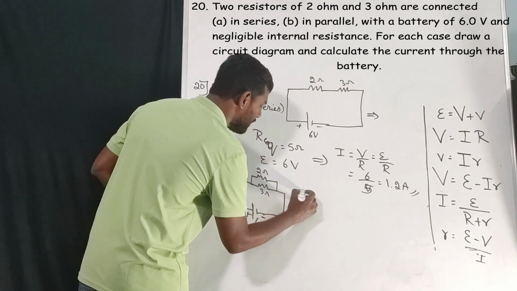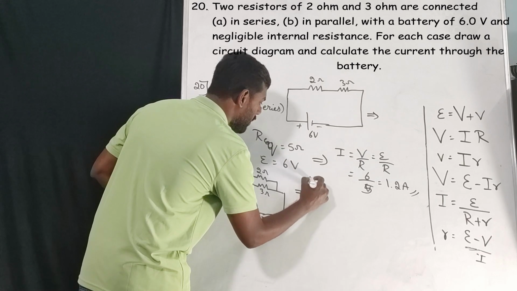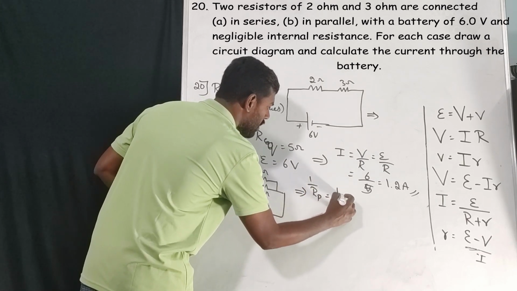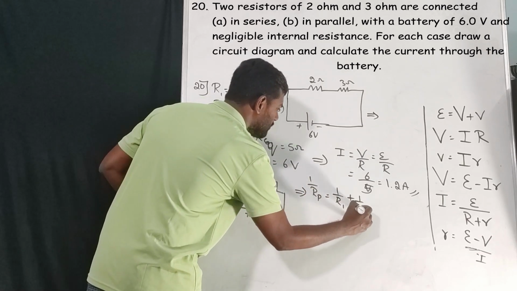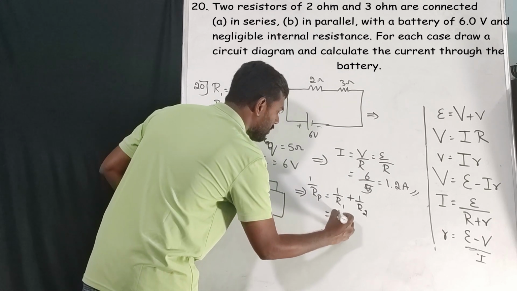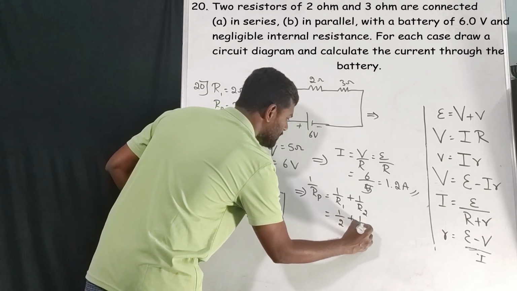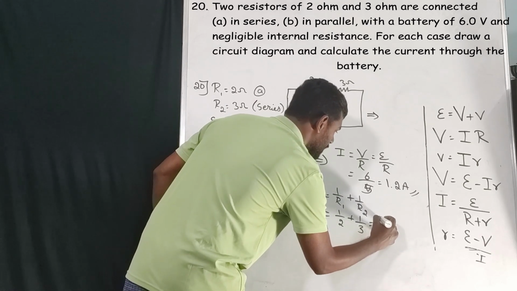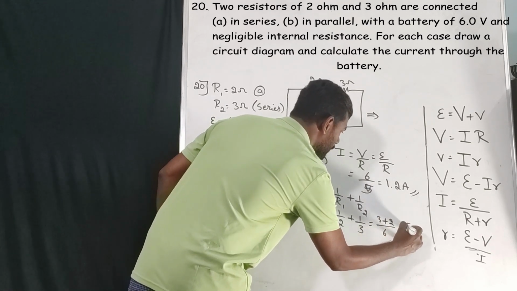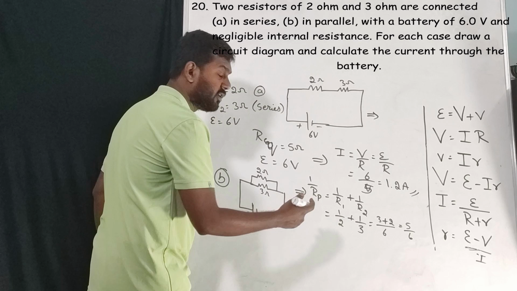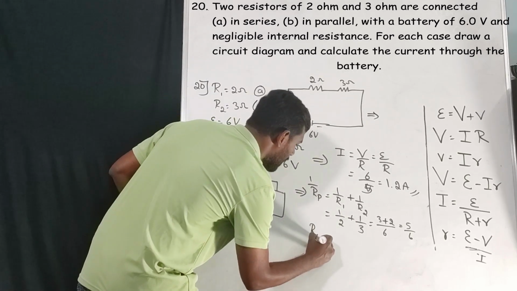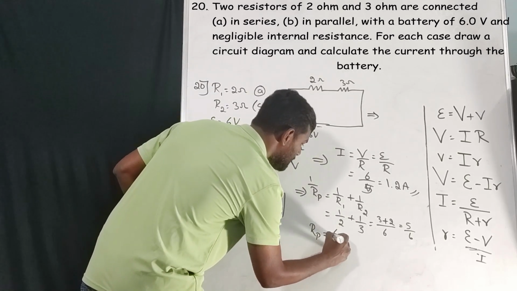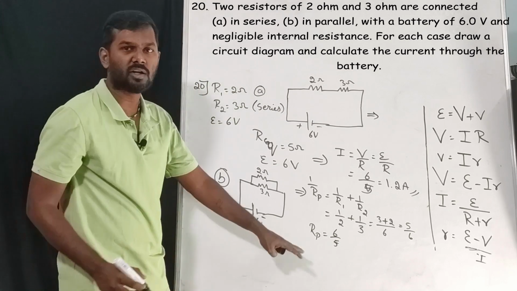These two are in parallel, right? So 1 by Rp is equal to 1 by R1 plus 1 by R2. So 1 by R1 is 2, 1 by R2 is 3. So LCM is 6, 3 plus 2, 5 by 6. Here we have to take the reciprocal. So Rp is equal to 6 by 5. See, this is not our final answer.